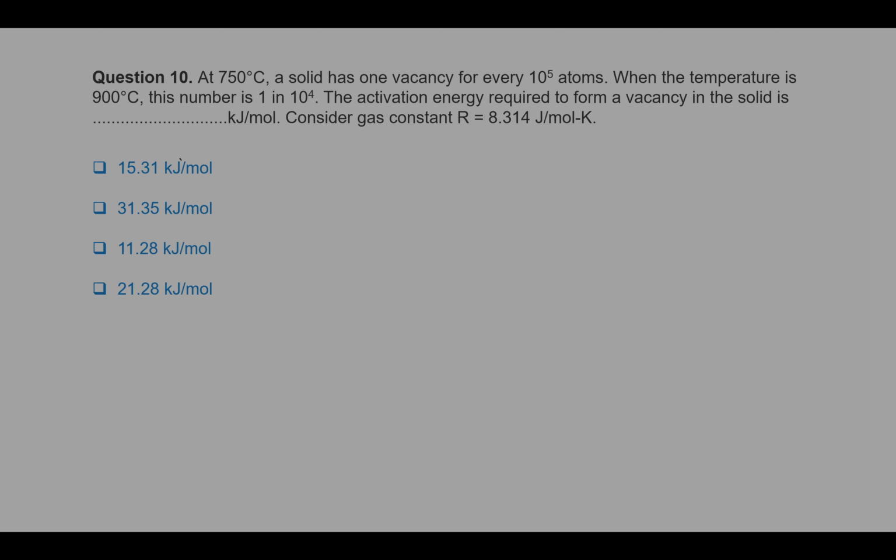Now the question number 10. At 750 degree, a solid has one vacancy for every 10 to the power 5 atoms. When the temperature is 900 degrees centigrade, this number is 1 in 10 to the power 4. The activation energy required to form a vacancy in the solid is in kilojoule per mole. Consider gas constant R is equal to 8.314 joule per Kelvin per mole.